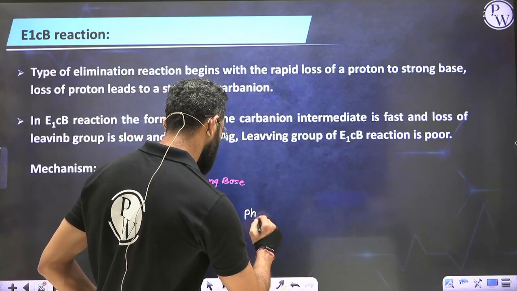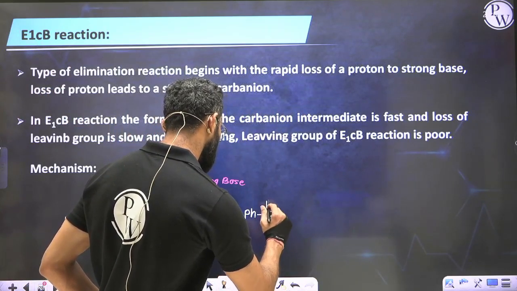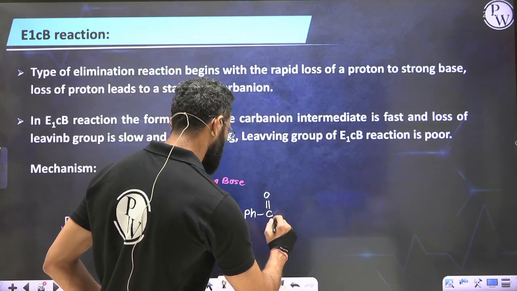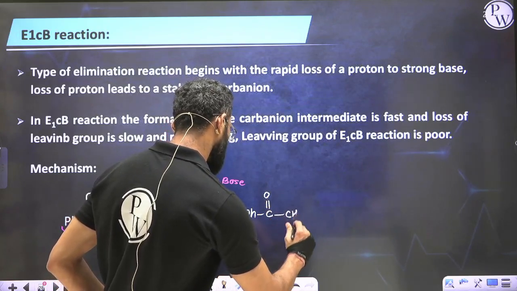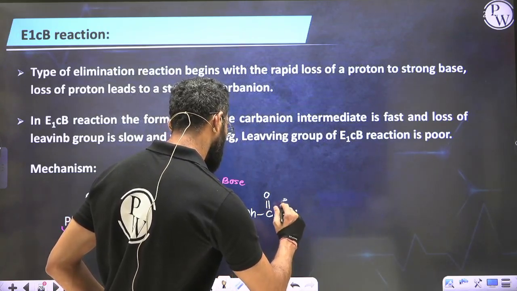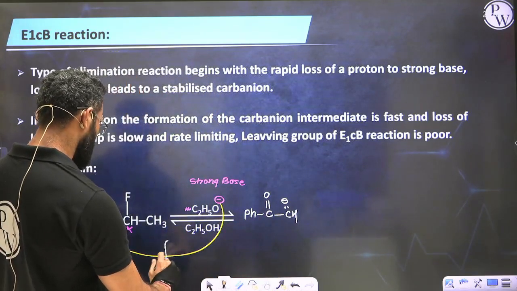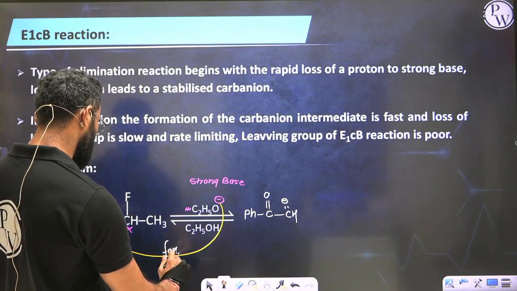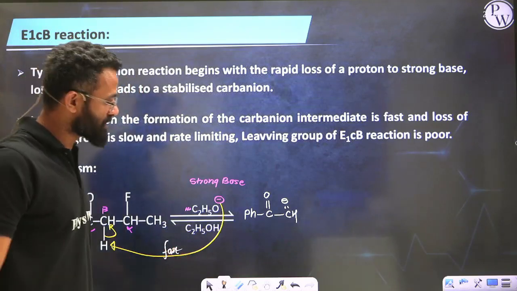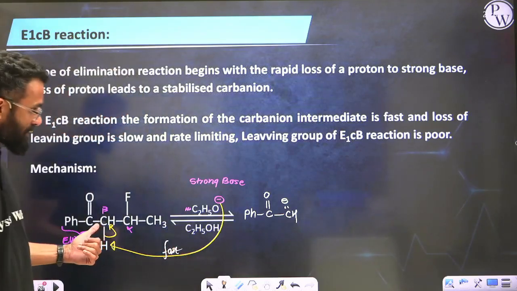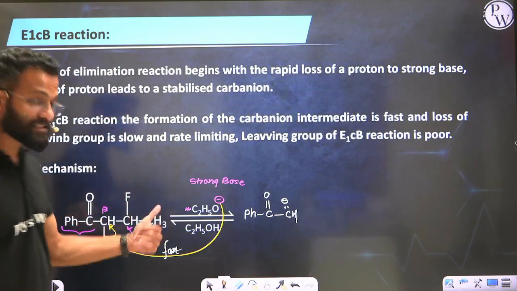C double bond O, CH, electron pair, minus. This is the fast abstraction, by the way. This is the fast step. So this is not the rate determining step. You got carbon in here, then CHF and CH3.